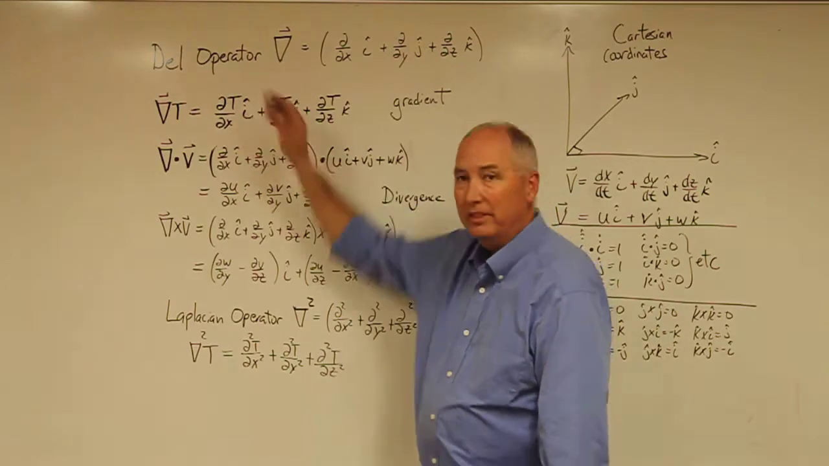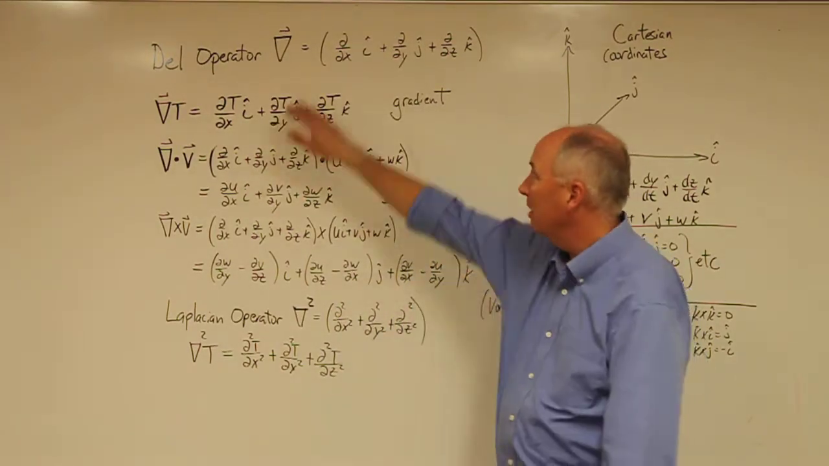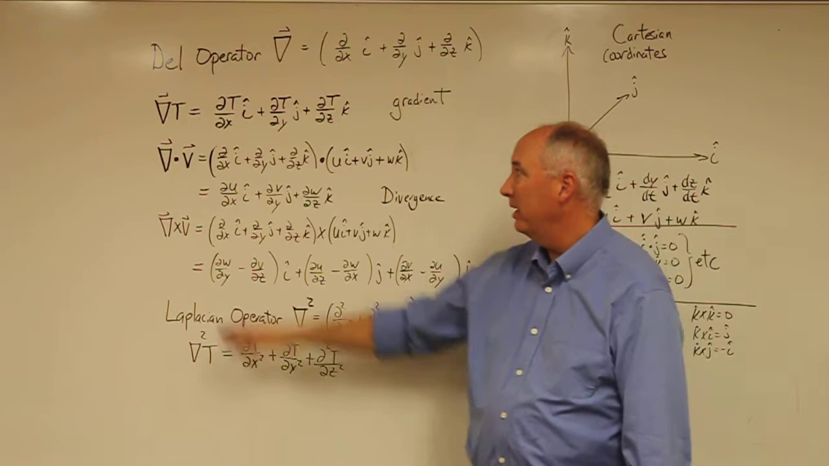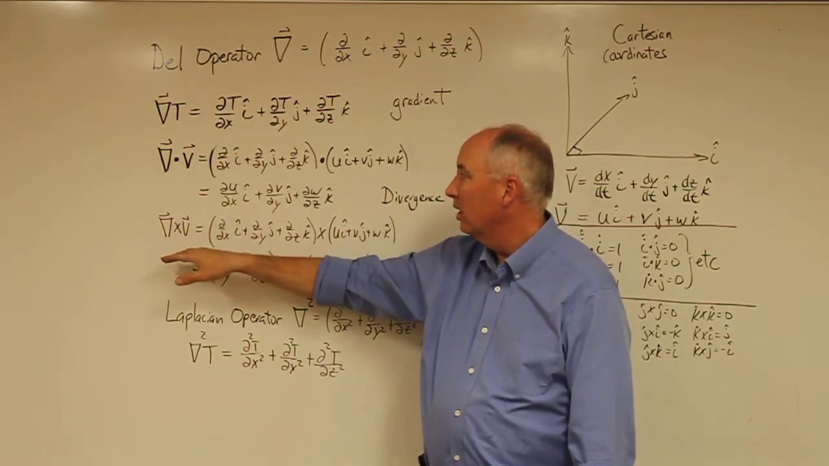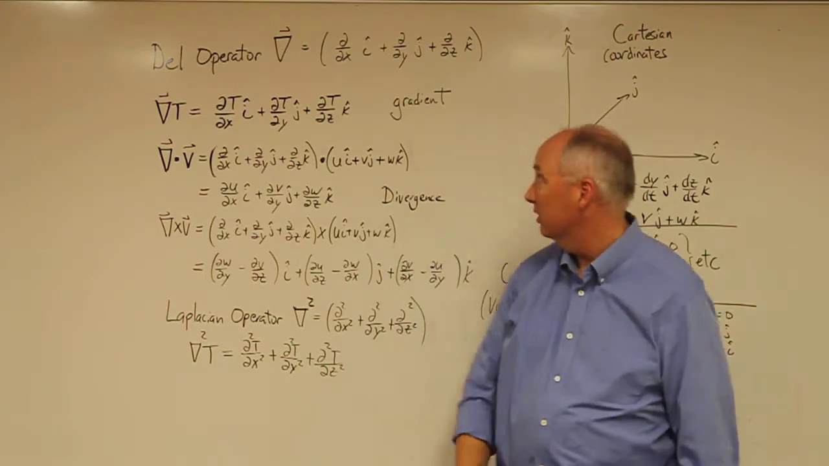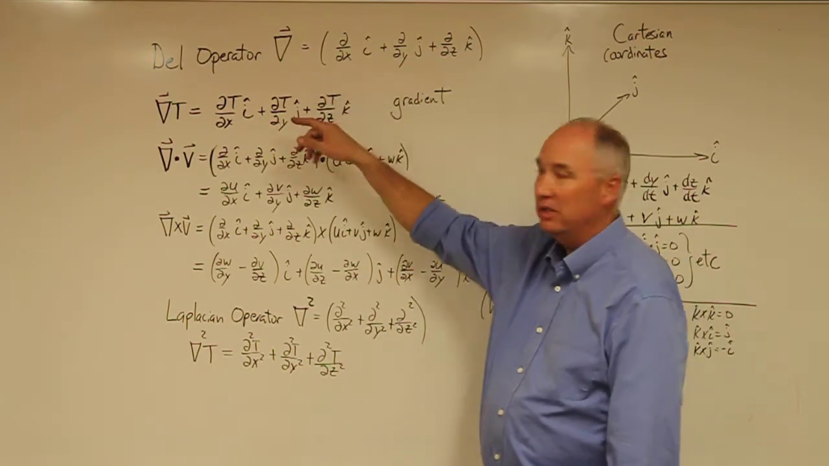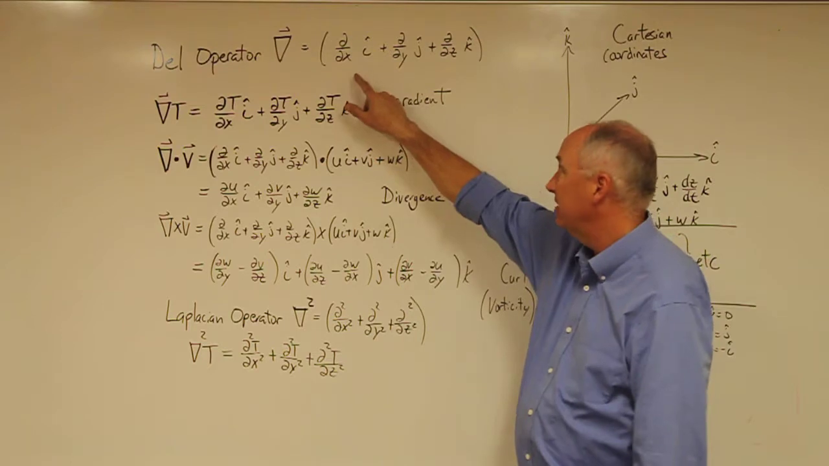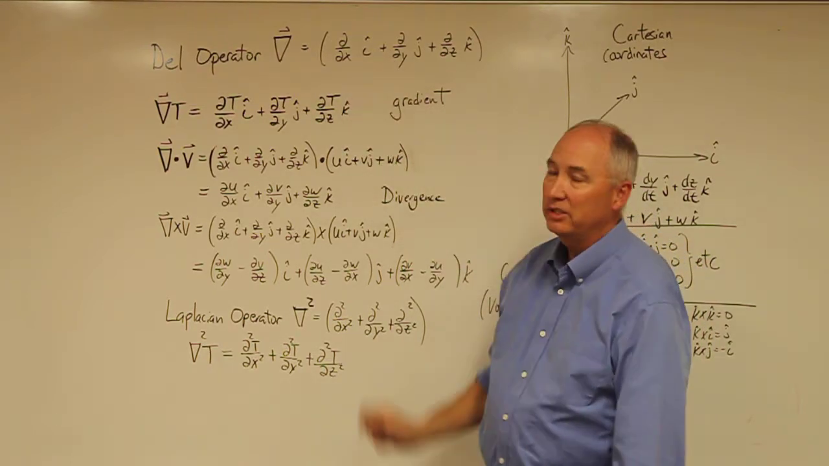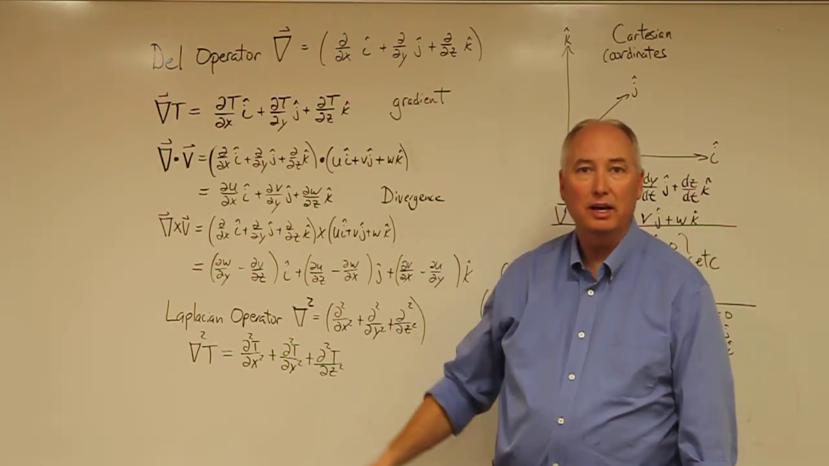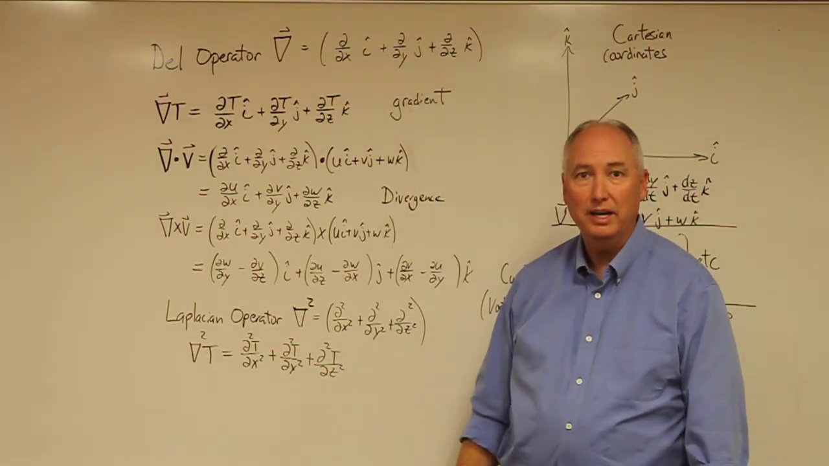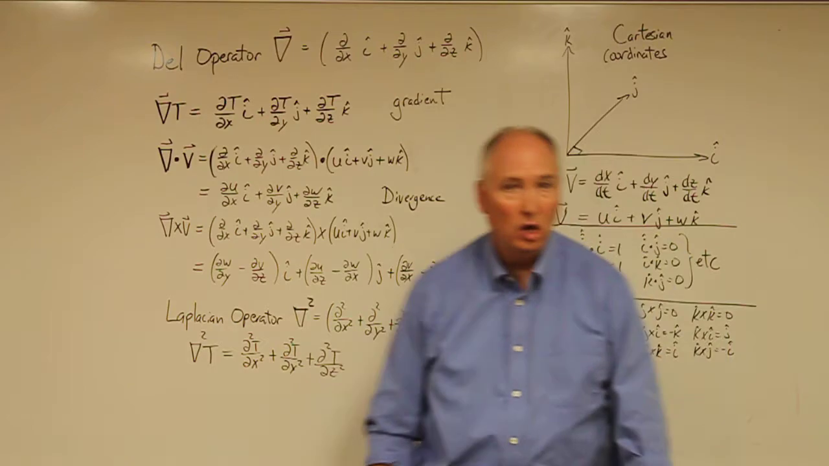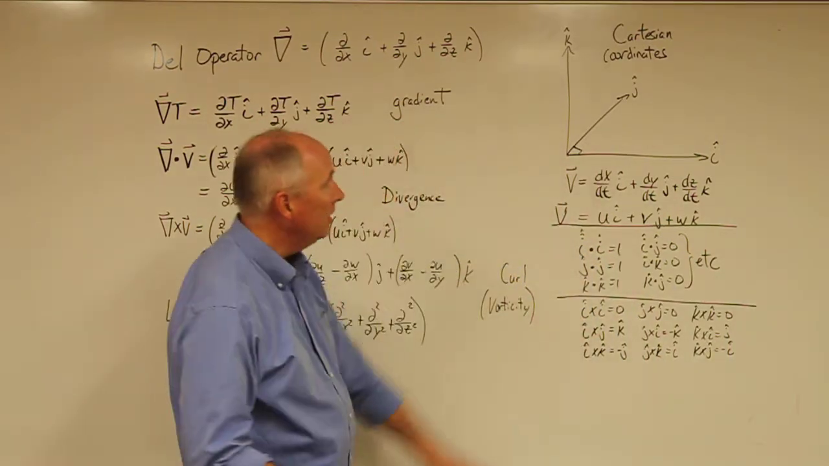I want to start off with the del operator. The del operator can operate on a scalar. It can be dot product with a vector, or it can be cross product with a vector. And the del operator is just the partial derivative with respect to x in the i hat direction, plus the partial derivative with respect to y in the j hat direction, and the partial derivative with respect to z in the k hat direction. What do I mean by i, j, and k?